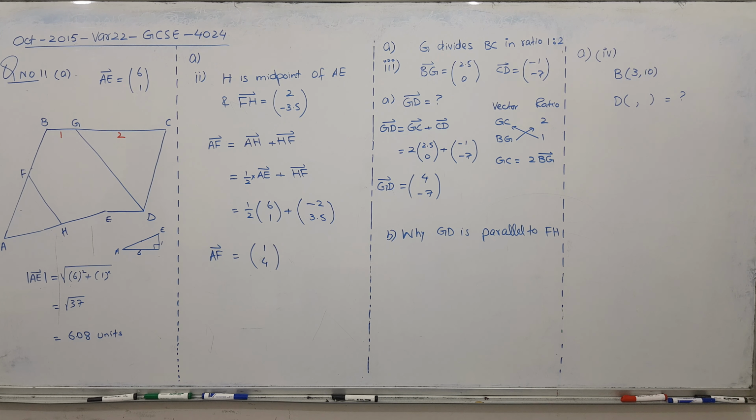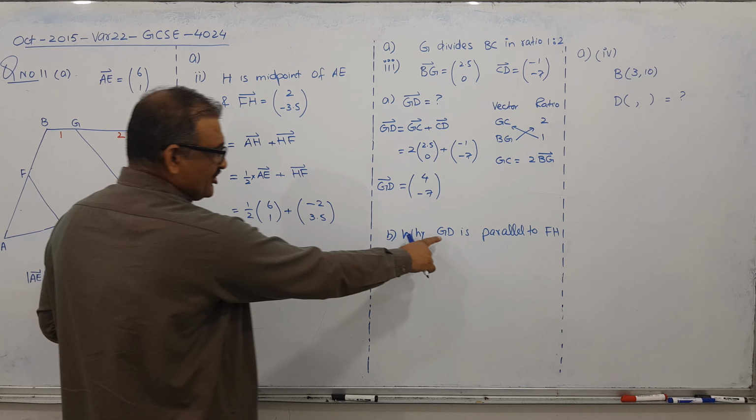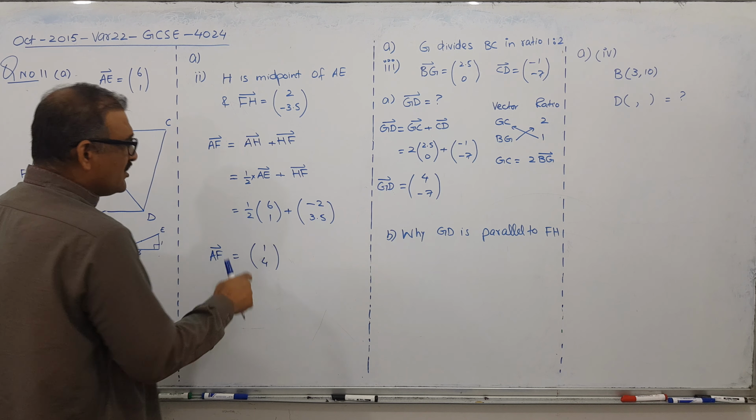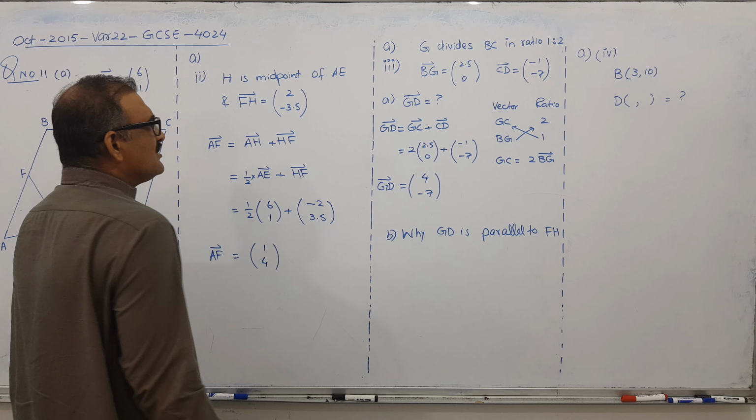He's asking to prove they are parallel. Why are they parallel? This and this, and GD is here, so it means this and this. Try to prove why they are parallel. So let's think about how we can deal with this. Yes, we have GD. No link of this, sorry. So FH is here. So I think we can see a link. What is the link?